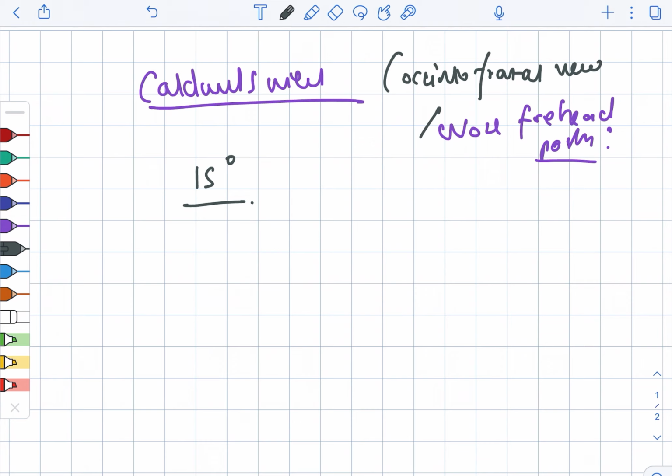The view is taken with the nose and the forehead touching the film. And the X-ray beam is projected at 15 to 20 degrees caudally.